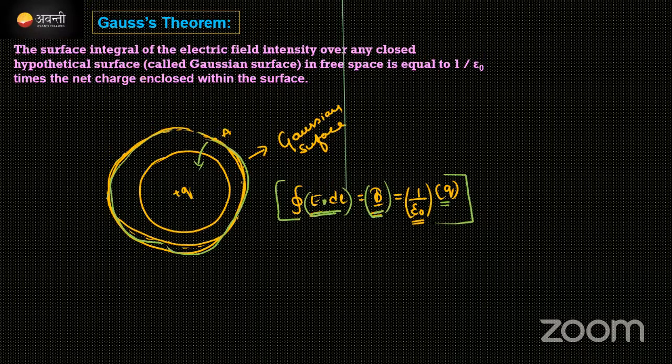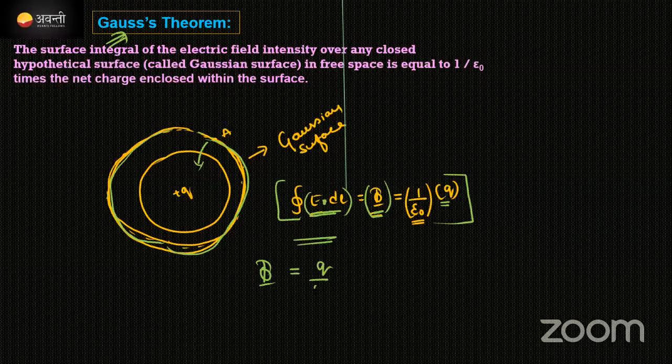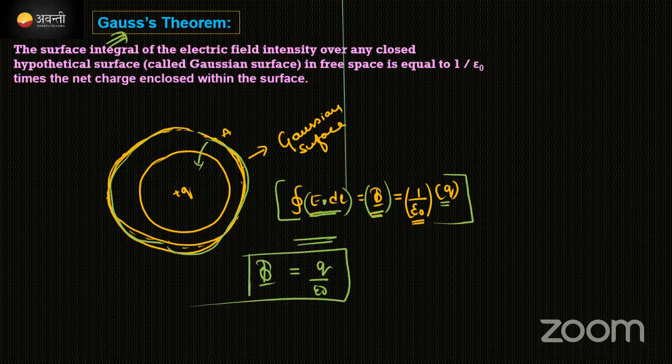Similarly, to find out the electric field intensity, Gauss, a scientist, gave one rule, a law. That law will be like this. No problem, just think like this. Electric flux value will be equal to q by epsilon naught. That's it. By using this value, we will find out the electric field intensity also.